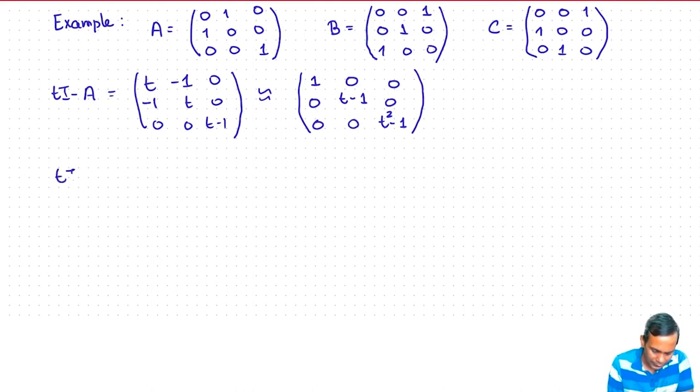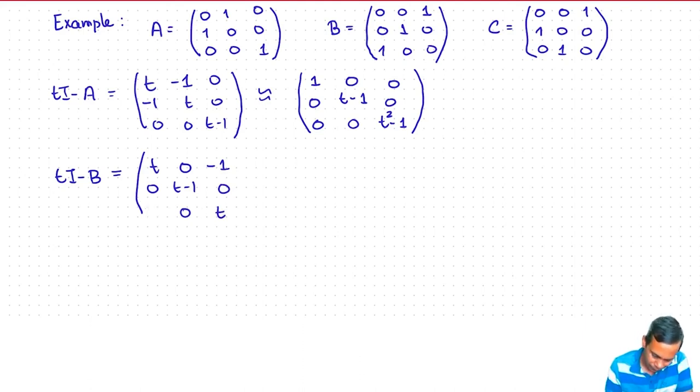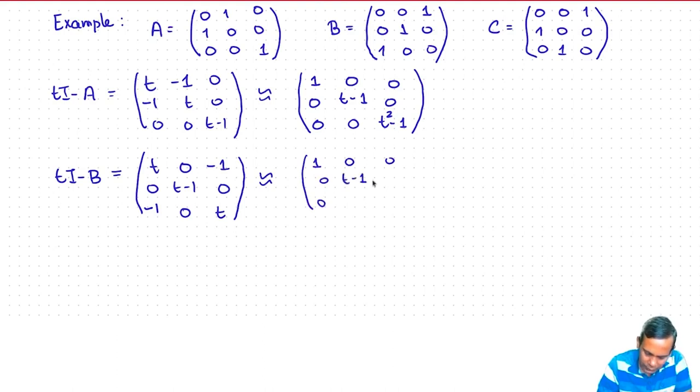And let's look at tI minus B. So that's the matrix t, 0, minus 1, 0, t minus 1, 0, 0, 0. Did I miss something? There should be a minus 1 here. And again, you can think it through. You'll see that there's the same kind of behavior, that you have 1, 0, 0. All the 2 by 2 minors are divisible by t minus 1, and the determinant of this matrix is also t squared minus 1. So A is similar to B.